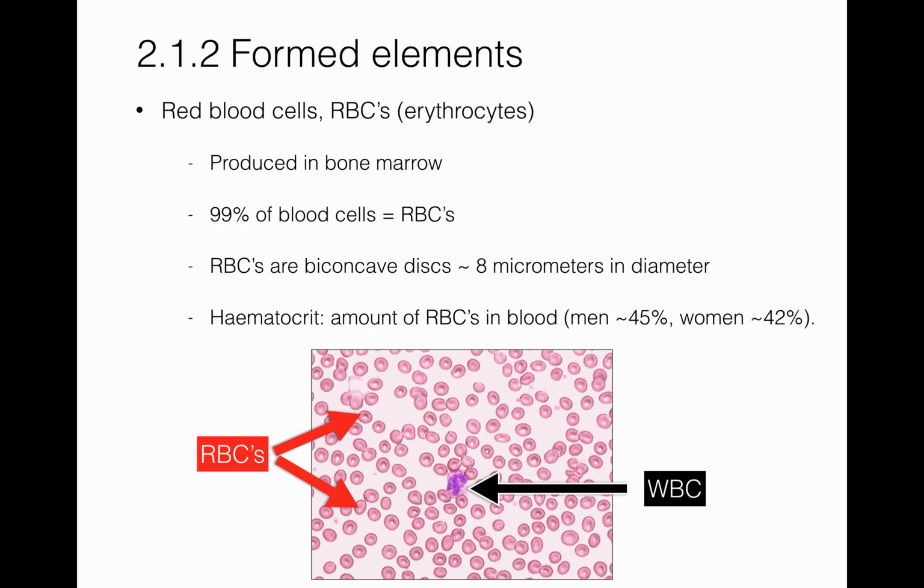Formed elements. Red blood cells, or erythrocytes, are produced in the bone marrow and are by far the most numerous cells within the blood. Red blood cells are shaped like biconcave discs and are about 8 micrometers in diameter. Hematocrit is a measure of the amount of red blood cells within the blood, and in men this is about 45%, and in women about 42%.